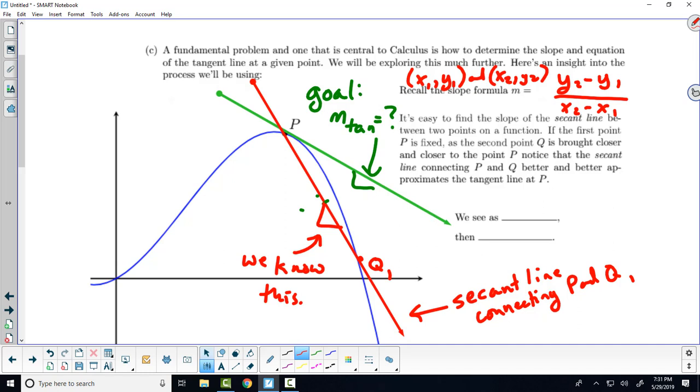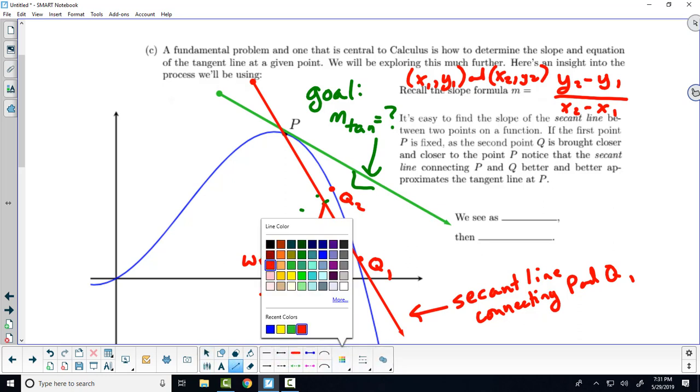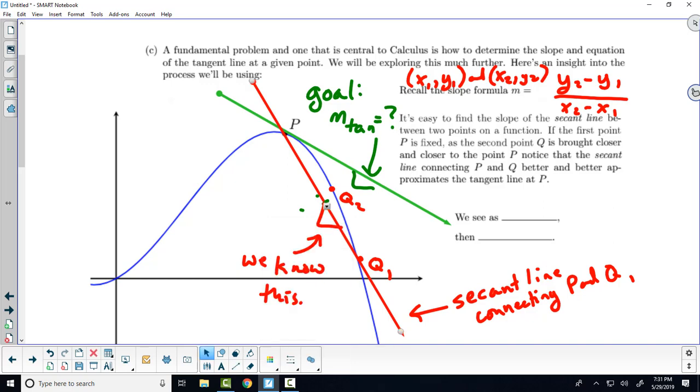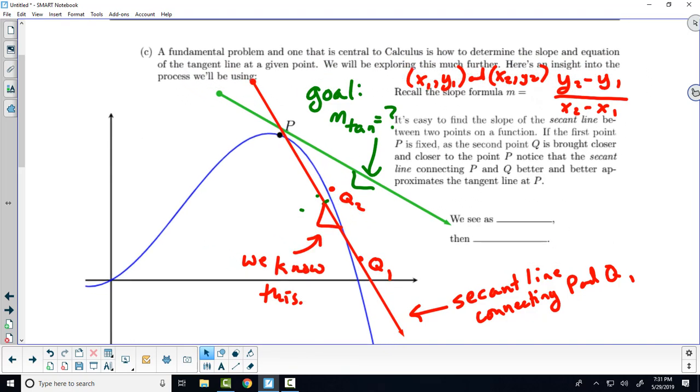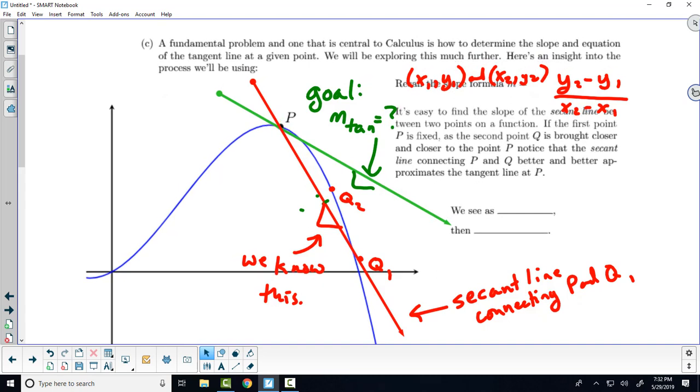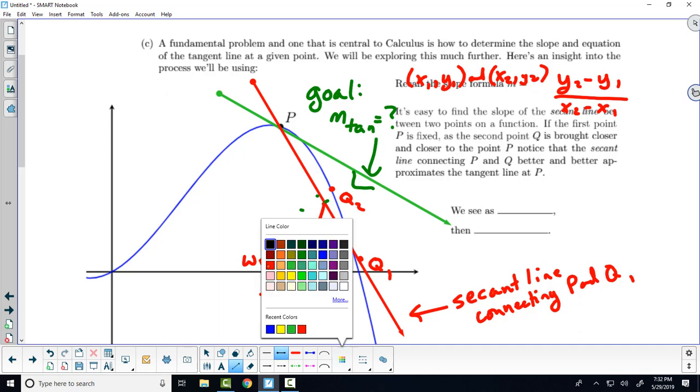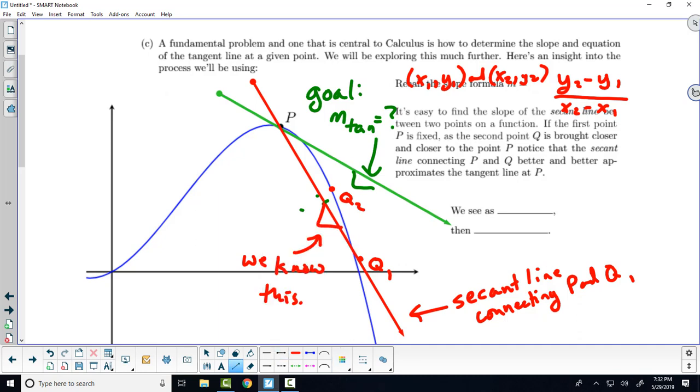Well, rather than taking this point Q1 right here that I took, maybe we take some other point, maybe this one right here, Q2, and we repeat the procedure. Okay? This is what I mean by the diagram gets a little murky. Let's see. Should we do that? Holy cow. Okay. Good enough. Okay? Now, we can find this slope here, right?